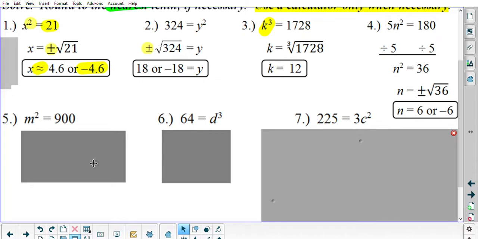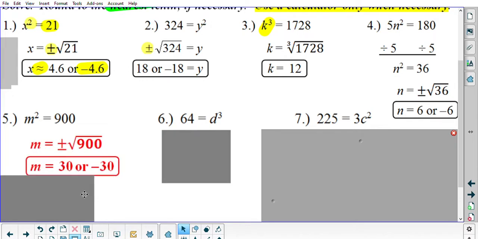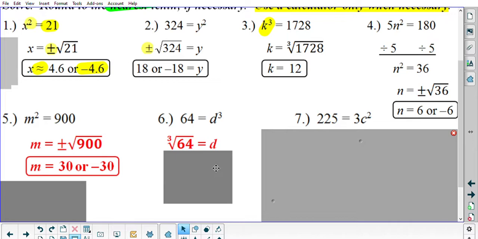Here we go. Problem number 5. You should do the positive or negative square root of 900. That's going to give you positive 30 or negative 30. Problem number 6. Did you do the cube root, not square root, cube root of 64 because it was d to the third power? No positive or negative symbol should be here.